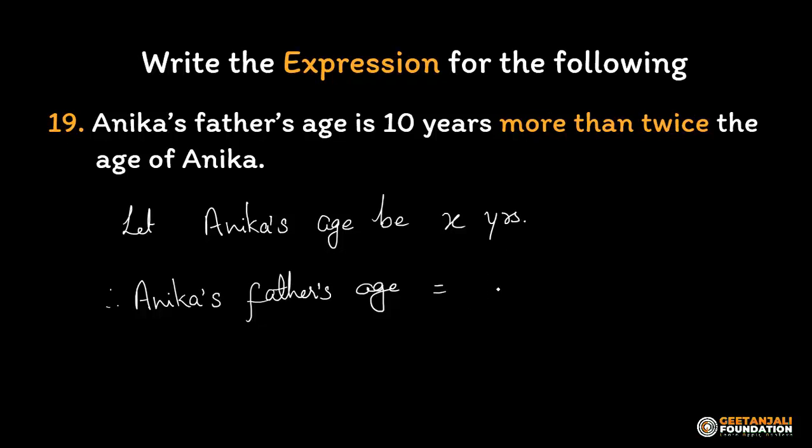First, this grouping, twice the age of Anika. Twice the age of Anika is 2x. If she is x years old, twice of that will be 2x. For example, if she is 10 years old, then 2x will be 20. But it's not limited to this. His father's age is 10 years more than twice the age of Anika. So 10 years more means you need to write 10 more here. So x is a variable. Whenever you find the value of x, accordingly his father's age you can find out. So Anika's father's age would be 2x plus 10 years.